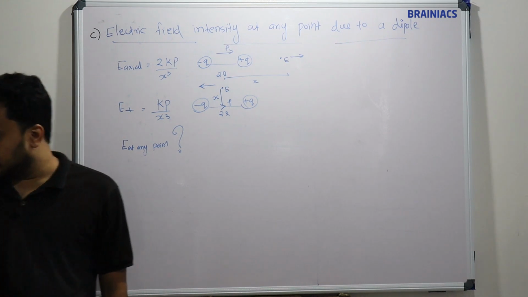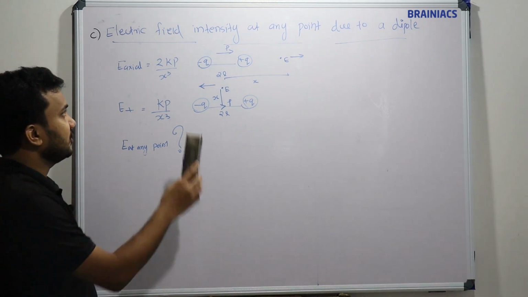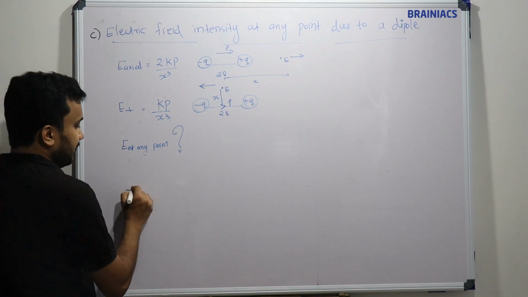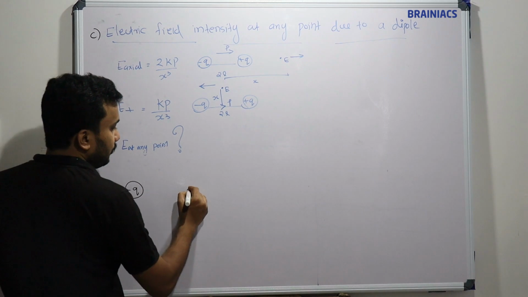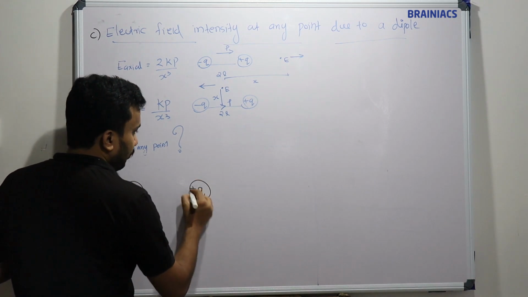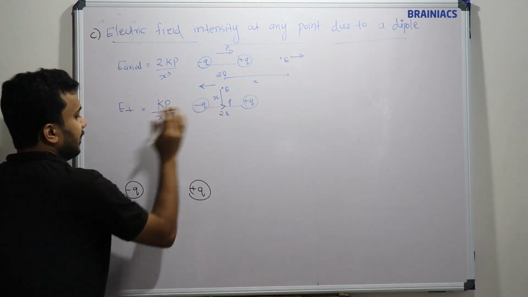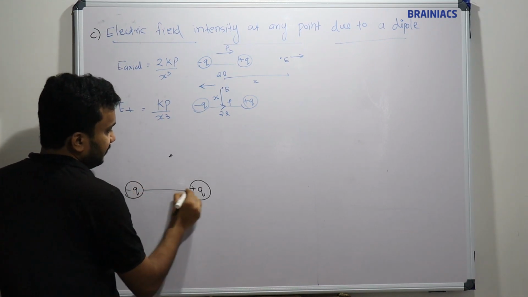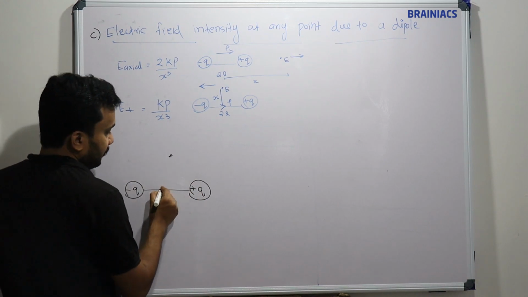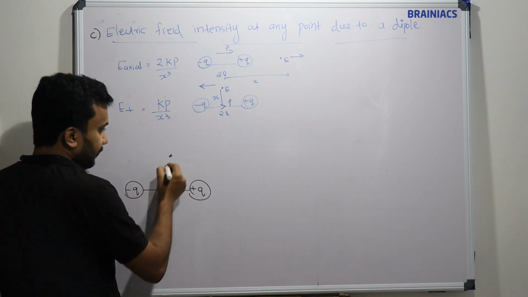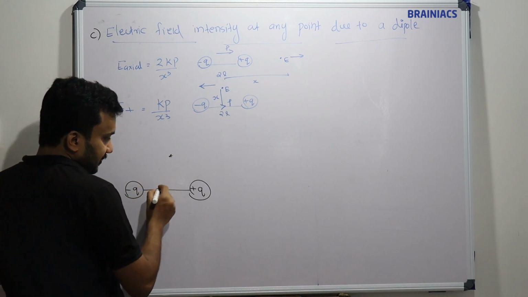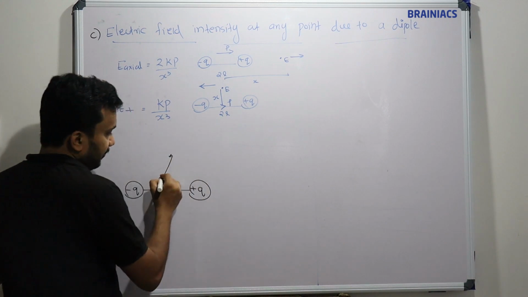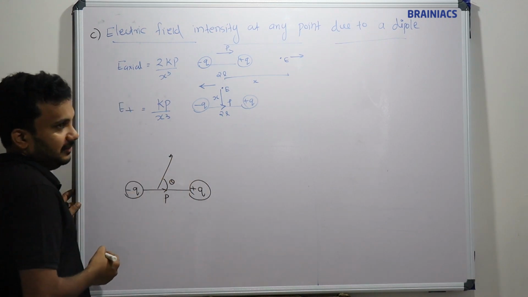Let's see how we proceed. Let me take two charges, minus q and plus q, so we have a dipole like this. We are going to find the electric field at any point. I am considering one point here, which is not on the bisector. The dipole moment is like this, from the center, and I am going to calculate the electric field at a point which is at an angle of theta degrees.